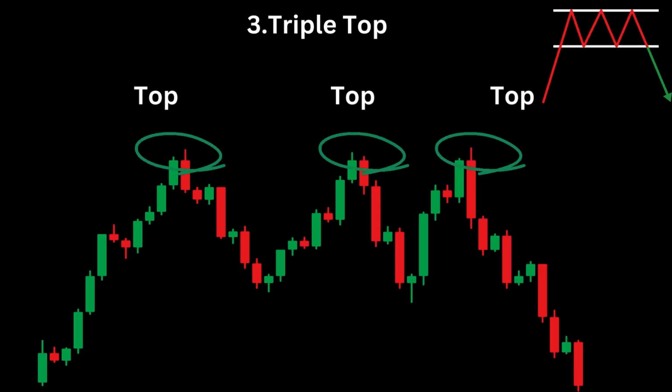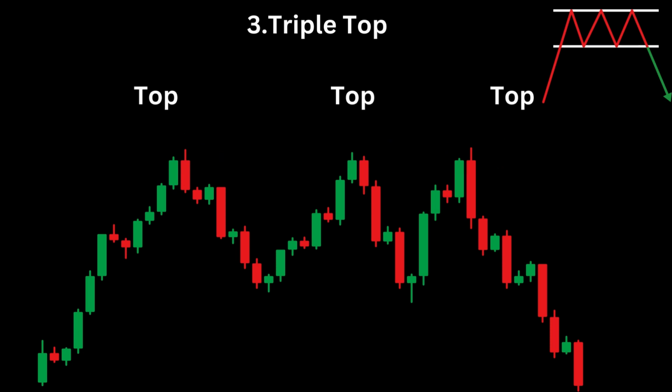The triple top pattern is a bearish reversal pattern that typically forms after an extended uptrend. It's characterized by 3 distinct price peaks with 2 troughs, valleys, in between. Here's how it typically unfolds. First peak. The price reaches a high point, marking the end of the current uptrend.